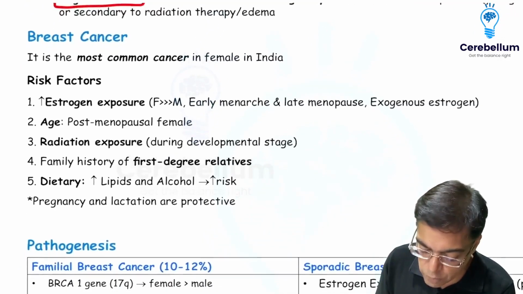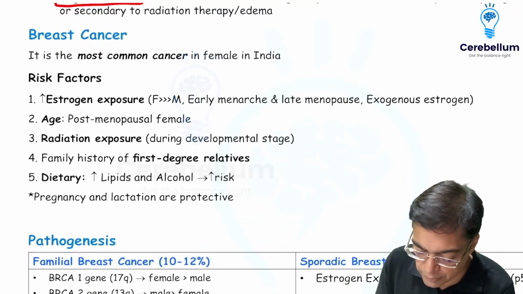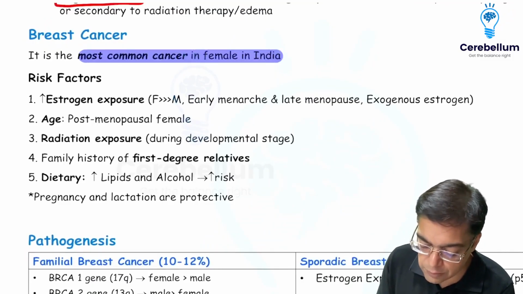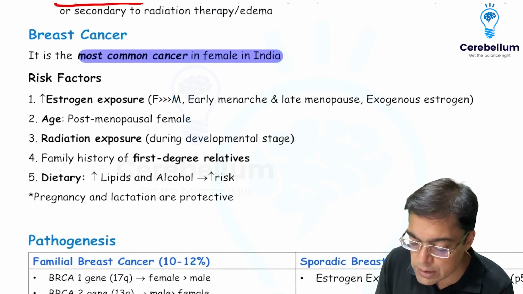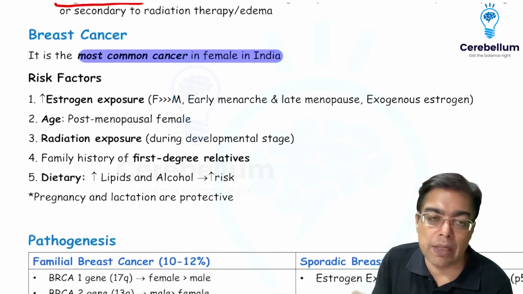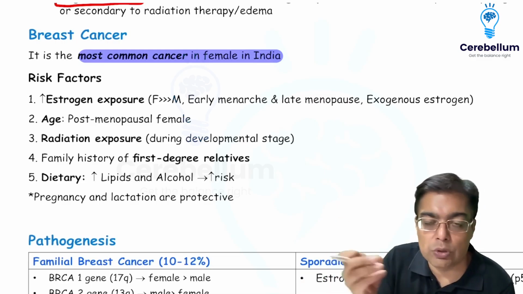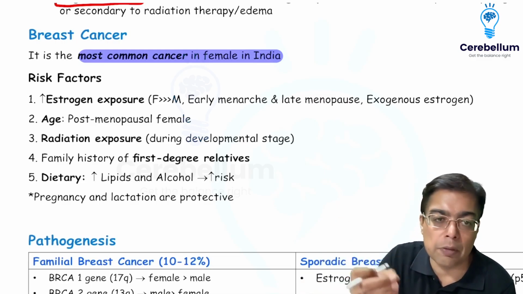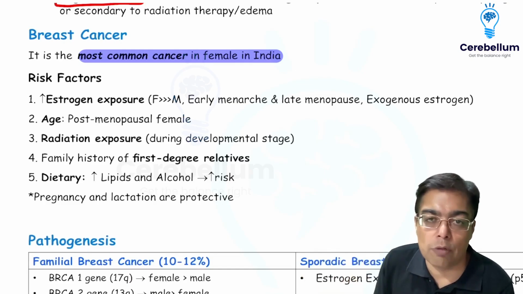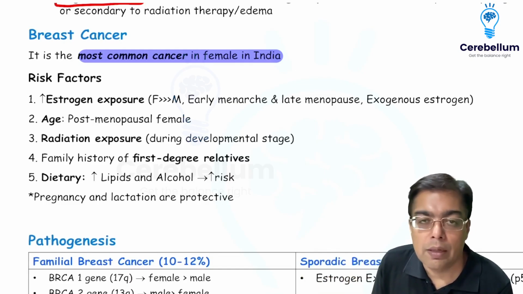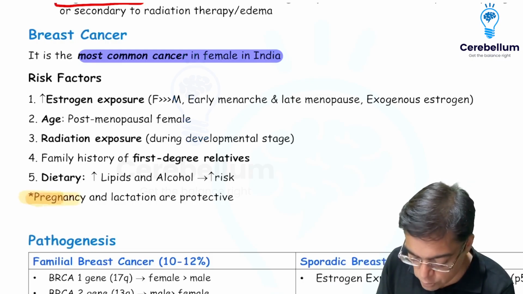The moment we think in terms of breast cancer, as I was mentioning and repeating, the commonest cancer that we have in females in our country, of course, most of you at this particular stage are very well versed with the risk factors, be it estrogen exposure, age, radiation exposure, or a family history of multiple females in the same family, or higher consumption of lipids as well as alcohol. All these are important.